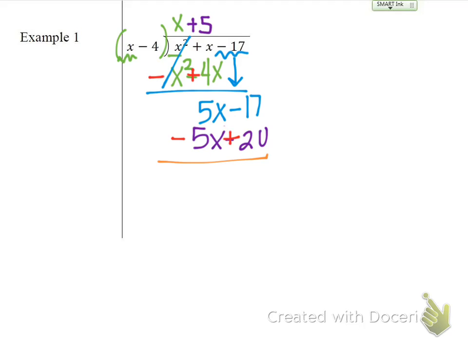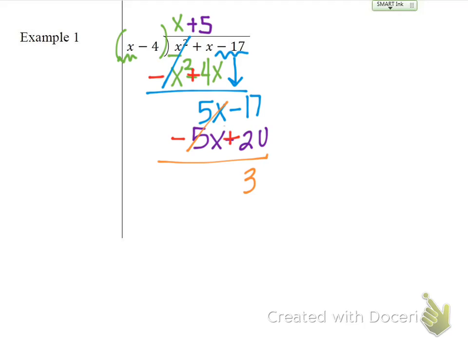So 5x minus 5x gives me what? 0, which is what we want to happen. And negative 17 plus 20, what does that give me? 3. Can I bring anything else down? No, so I have a remainder of 3.